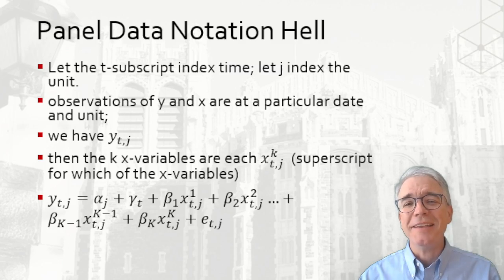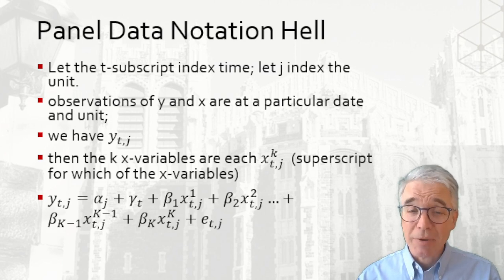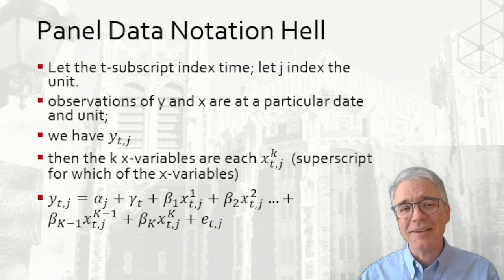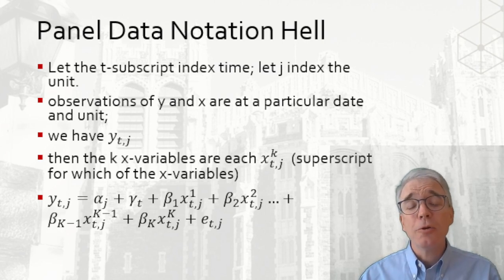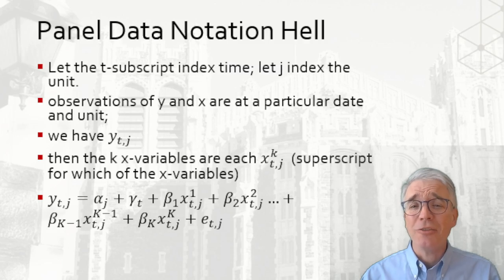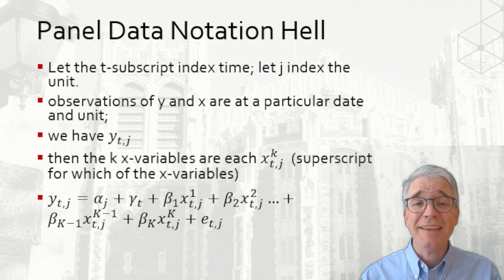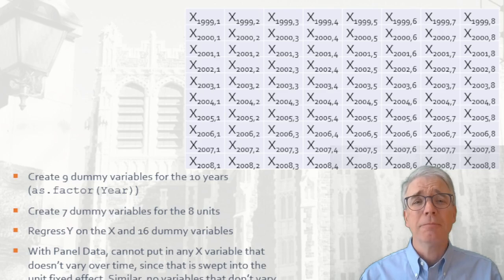We have Y_{T,J} equals alpha_J, those are the unit fixed effects, plus gamma_T, those are the time fixed effects, plus beta_1 X1_{T,J}, different at each time T in unit J, plus beta_2 X2_{T,J}, and so on for all of those K different X variables. Then there's an error term. Note the distinction between alpha_J and gamma_T. The alpha_J are the unit fixed effects, which do not change over time, so there's no T index. Whereas the gamma_T are the time effects, but they're common for every unit, so there's no unit index.